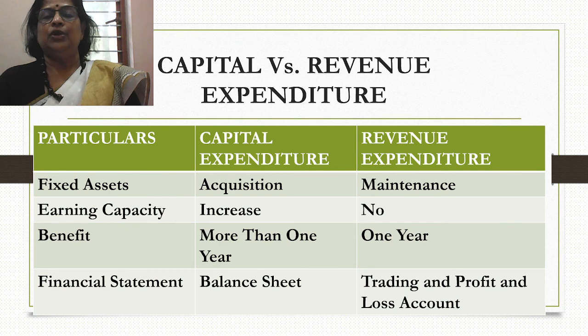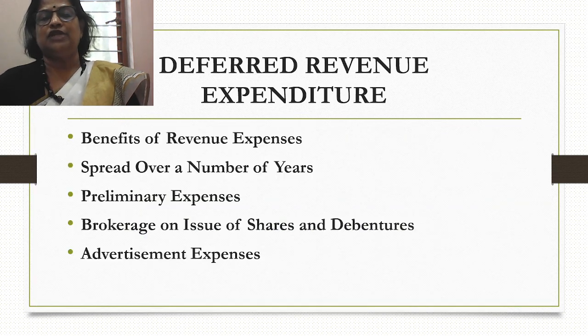It will help to run the business organization. Now, benefit: capital expenditure, the benefit will get for more than 1 year, whereas revenue expenditure, it will get only for 1 year. Financial statement: capital expenditure, we will take it to balance sheet. Revenue expenditure, we will take it to trading and profit and loss account.